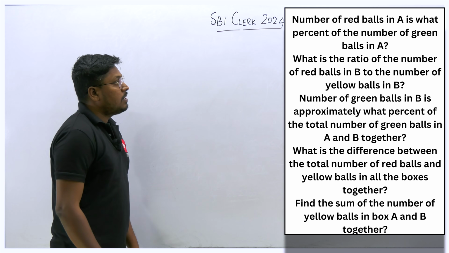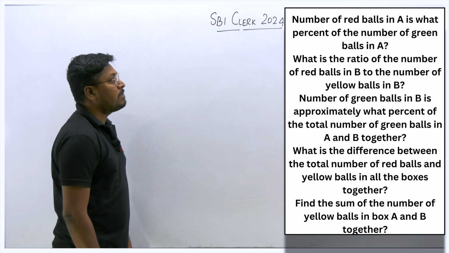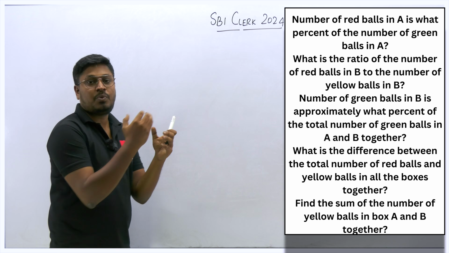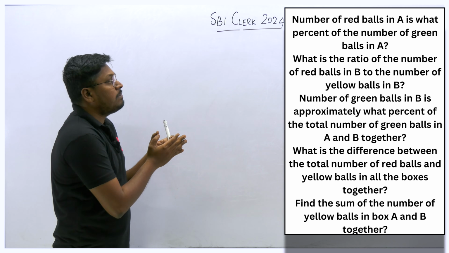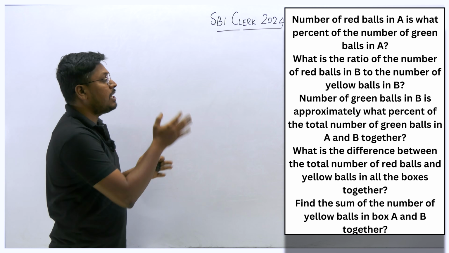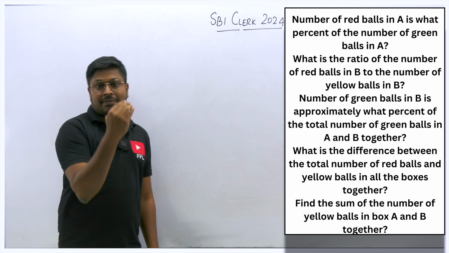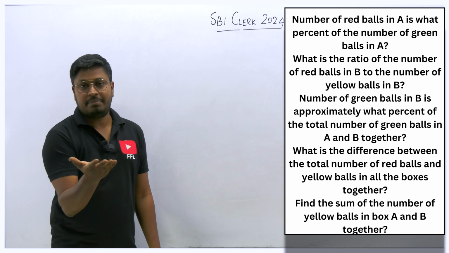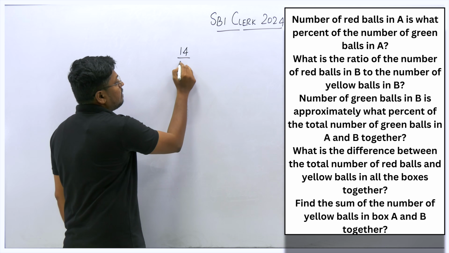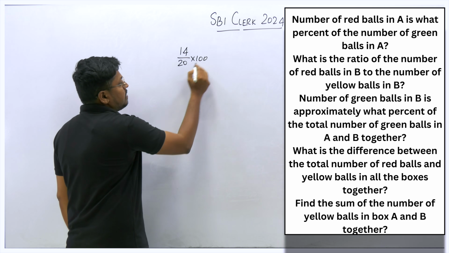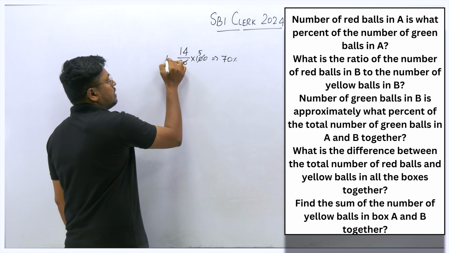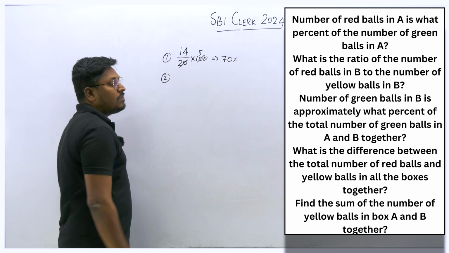First question: the number of red balls in A is what percentage of the number of green balls in A? So we need to find X is what percentage of Y. X will be the red balls, that is 14, divided by the total number of green balls, which will be 20. So 14 divided by 20 times 100. You can do mental calculation if required. I think 70 is the answer. So 14 divided by 20 times 100, we can cancel, this will be 5 times, so the total will be 70%. This will be the answer for the first question.